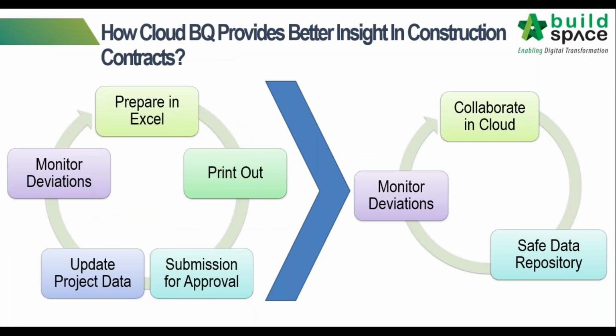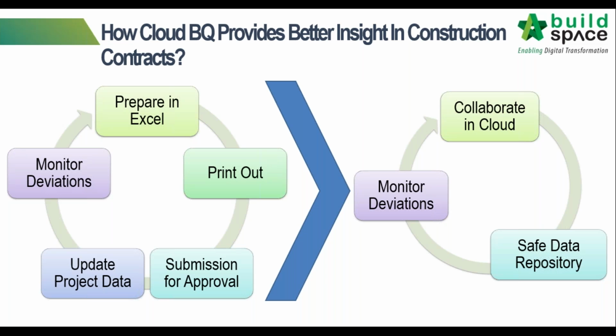For the conventional way, especially if we use Excel to manage our construction contracts, we always need to create a new Excel file to update our BQ work done for every month. This means that if the project construction period is 24 months, then we have to create 24 Excel files just to update the BQ work done for every month.